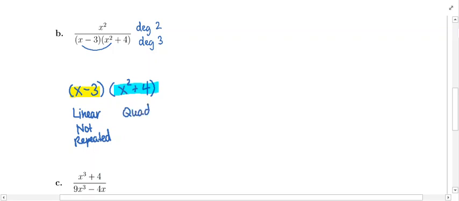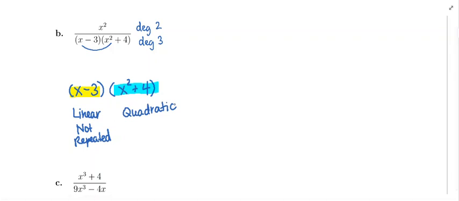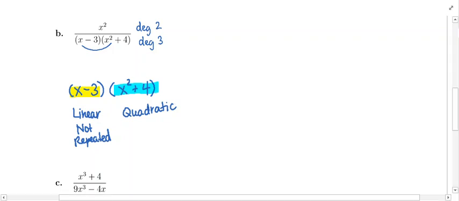Okay, it does not break down any further. Like I said, this is a sum of squares. I square x to get x squared, I square 2 to get 4, but we're adding them, so the sum of squares does not factor. Okay, this is irreducible. It is also not repeated.